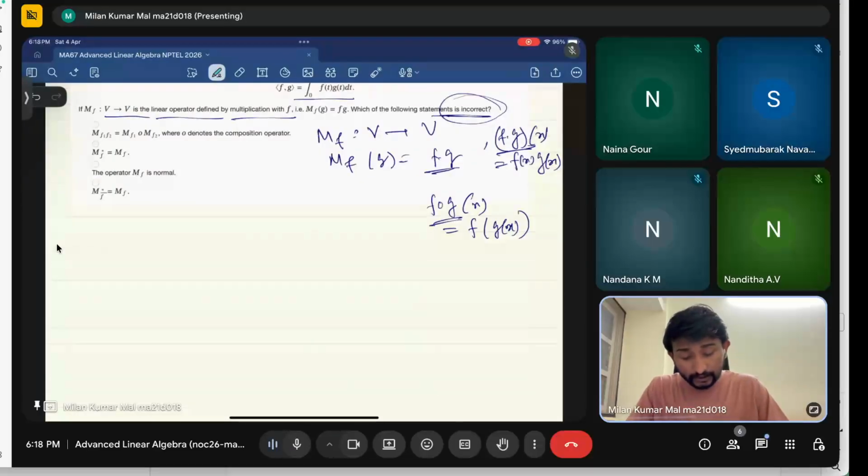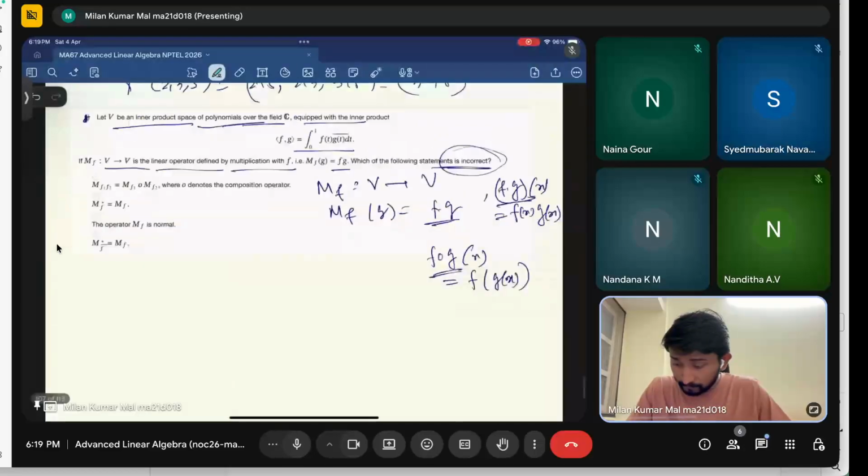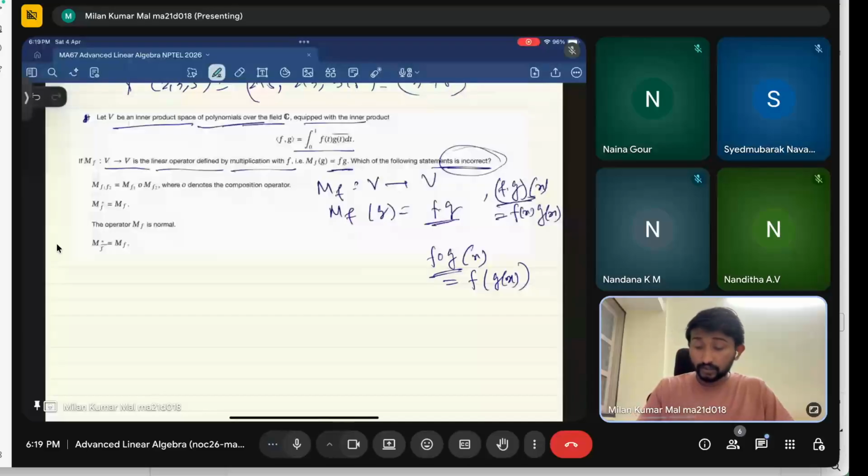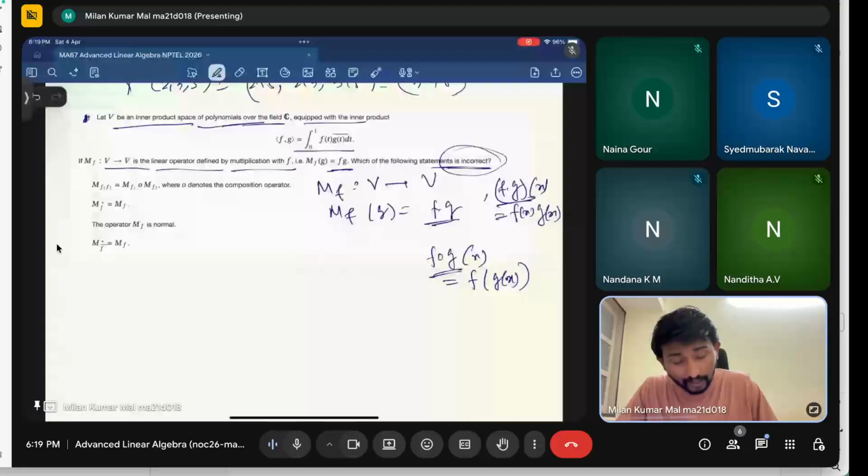Okay. So first thing is that I think here it is. Here it is, composition. Okay, this is correct. So here it is. Note that M_f is an operator. This is a linear operator, right? Linear operator. I am not checking linearity, all these things. That's there, but I am not checking this.